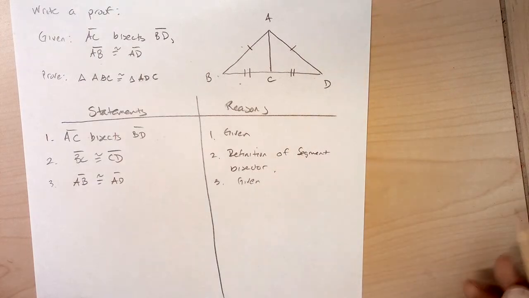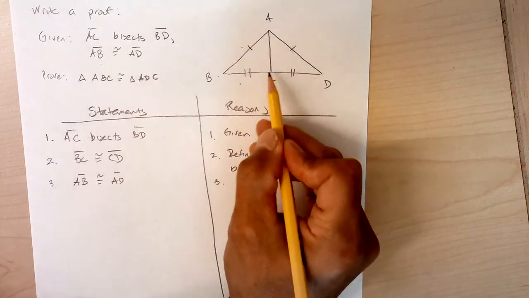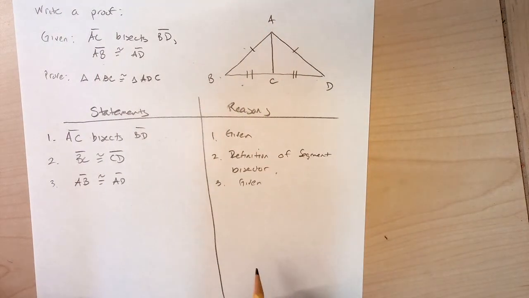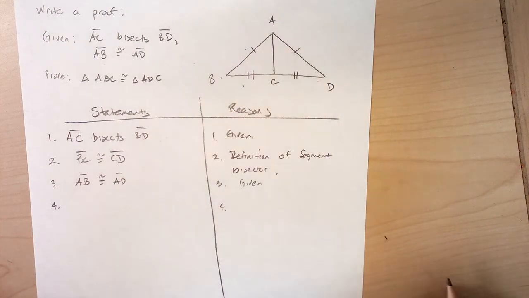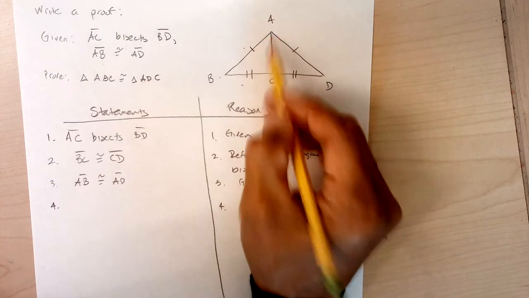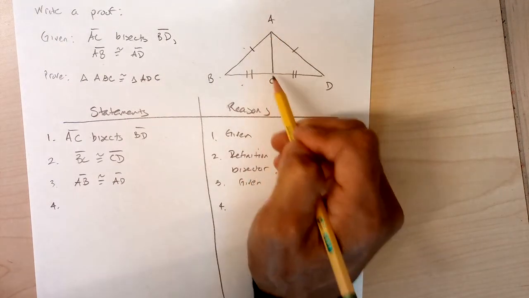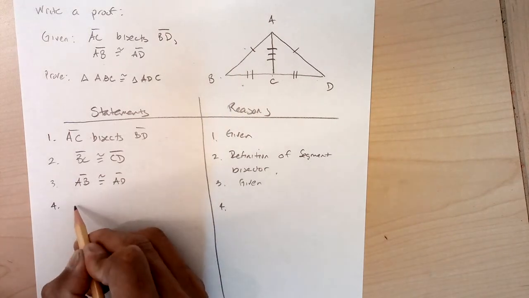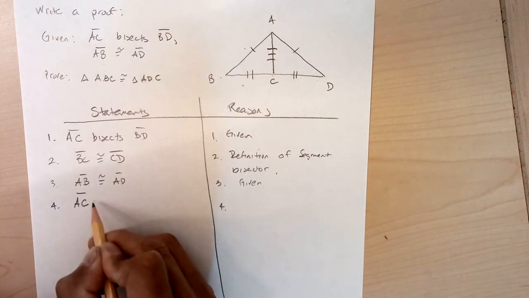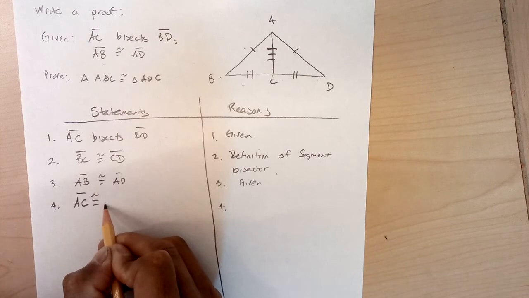And hopefully you figured out you're going to rule out hypotenuse leg. It's not given that AC is perpendicular to BC, so you can't assume that it's a right triangle. But here's what you have to figure out from the diagram. AC, that segment, is in both of the triangles. That segment is congruent with itself. So that could be your next statement. Segment AC is congruent to segment AC.